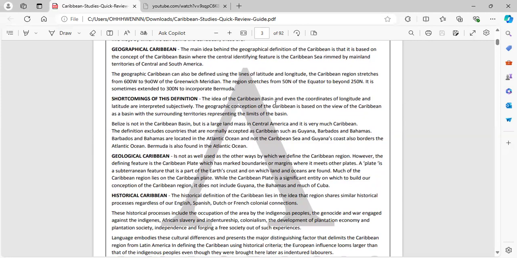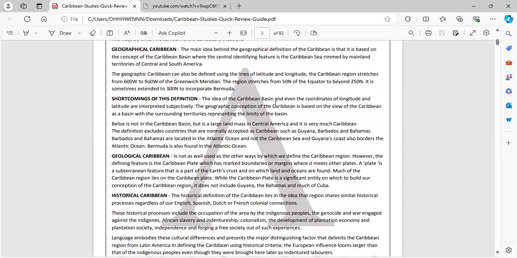The geographical Caribbean is defined based on the location of where the country is. The key feature of the Caribbean is its Caribbean Sea. So once a country is washed upon the Caribbean Sea, they're automatically Caribbean. Would you agree? Yes or no? Hello? Do you agree? Well, not completely.